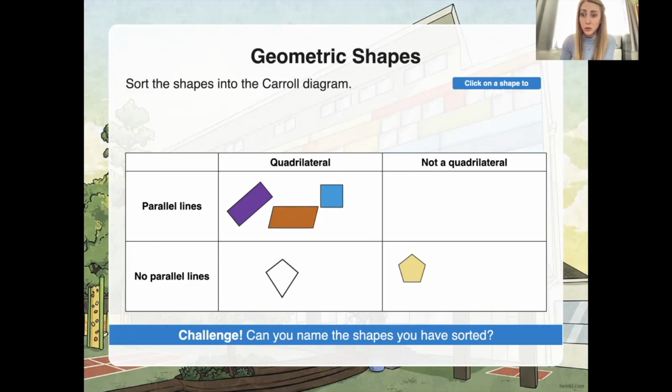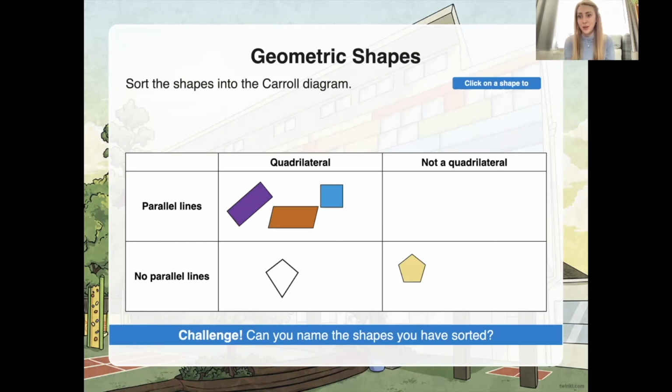Now, some shapes do share properties like the rectangle, the parallelogram, and the square, and they can end up in the same place on the diagram. Equally, you might have shapes that share some properties. They might share the fact that they are a quadrilateral, but they might differ on whether they have parallel lines or not. Now, one of my boxes was left completely empty. Can you think of a shape that is not a quadrilateral, but it does contain parallel lines? There's a challenge for you.